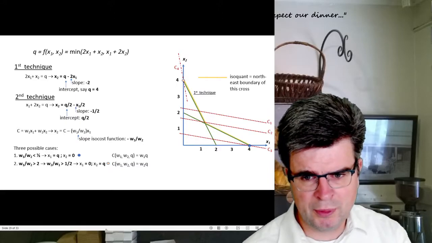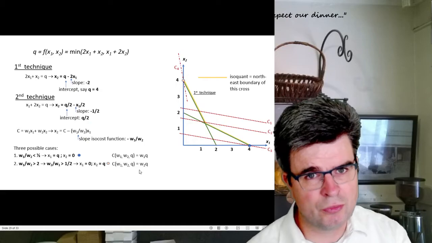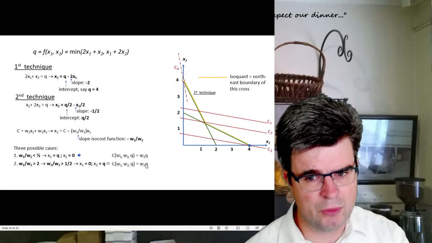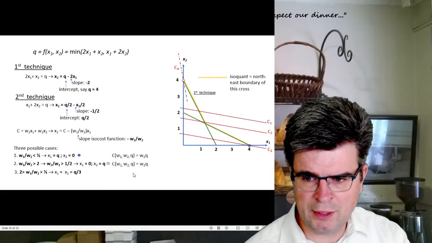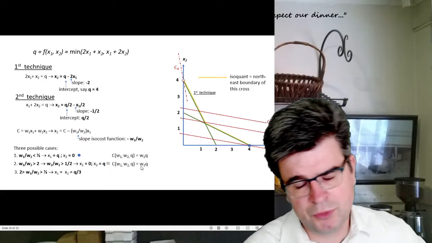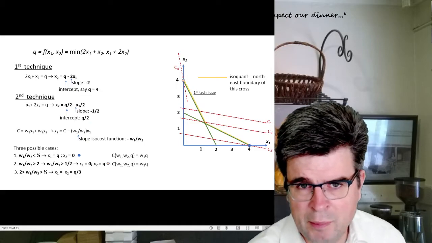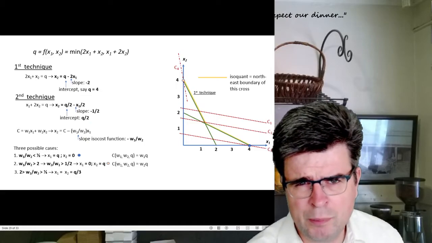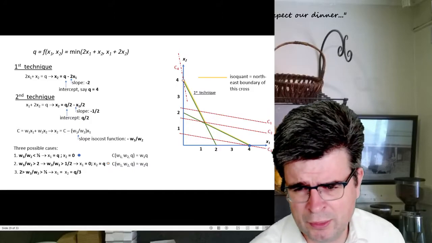That's the second possible case. In that case, our cost function is solely determined by the price of input factor X2, and we use Q units of that. And then we have a third case where our cost of X1 and X2 is somewhere in between. So none of the production factors is relatively very cheap or expensive compared to the other.